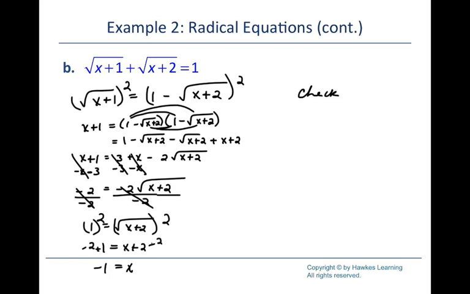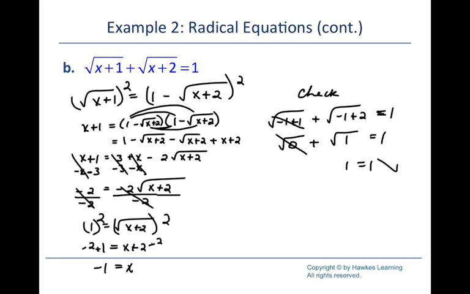And we're going to check negative 1. So we have the square root of negative 1 plus 1 plus the square root of negative 1 plus 2 equals 1. So negative 1 plus 1 is 0. That's the square root of 0, which is 0. Square root of 1 equals 1. And so square root of 0 is 0, square root of 1 is 1. That does check out to be a good answer. So x equals negative 1 is a good answer for us.